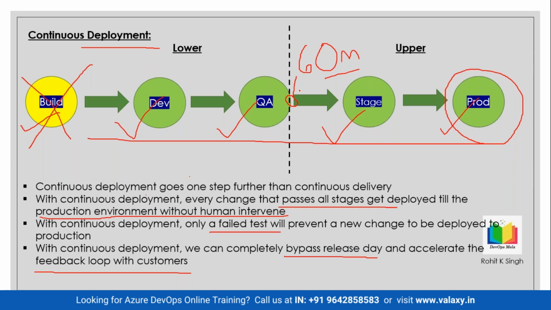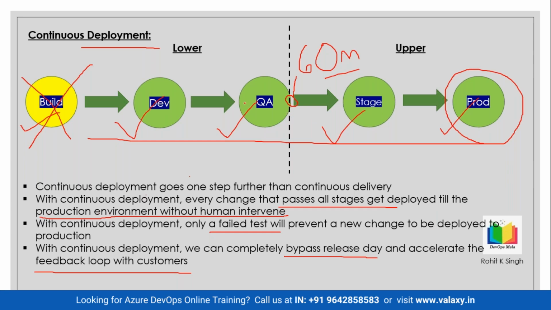Post this, it will wait for 60 minutes. Post that, it will go and deploy things into stage environment. So this is not manual intervention. This is just you having some sort of gap in between. No one is coming and giving the gap, guys. No one is coming and deploying things manually over here.